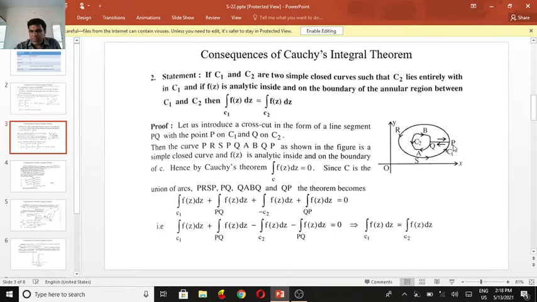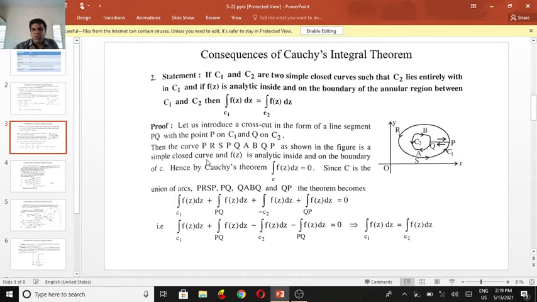That is a PQ with the point P on C1 and Q on C2. That is a curve. We say that's a curve P R S P Q A B Q P. That is, if you take a curve, the connection between C1 and C2, C is P R S P Q A B Q to P, as shown in the figure.